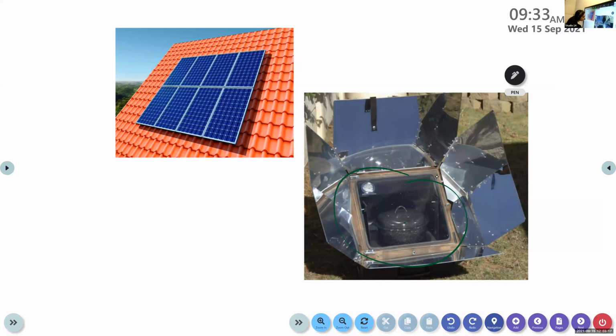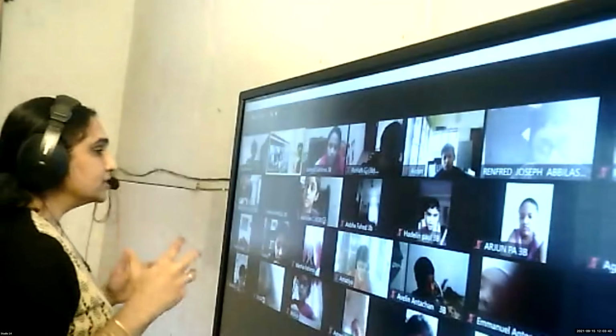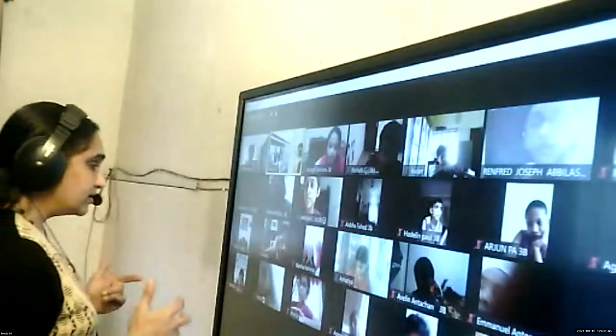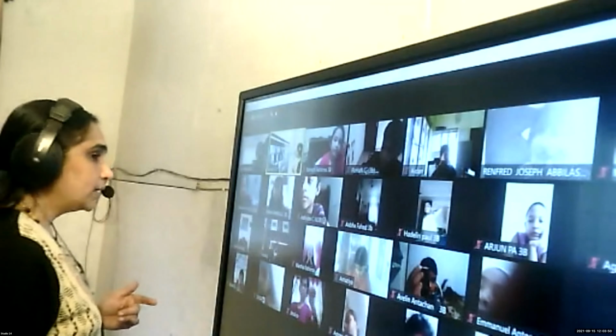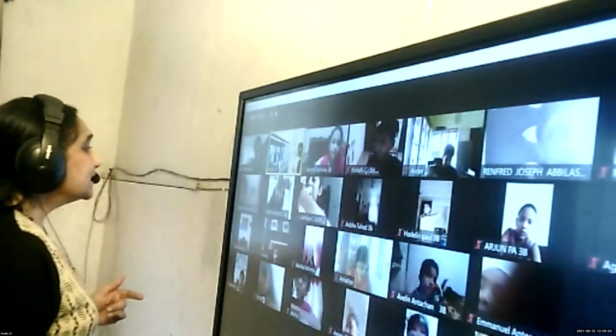And here you can see, children, on the four sides of this device, so many glass pieces. Can you see that? Yes. So these glass pieces concentrate the sunlight onto this part. Sunlight contains so much energy that it may heat up that food, and through that we can cook the food also. Okay, got it, understood?